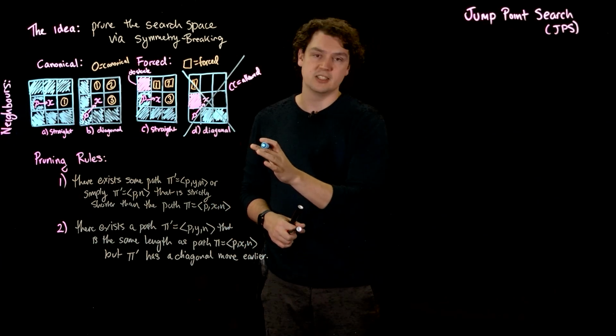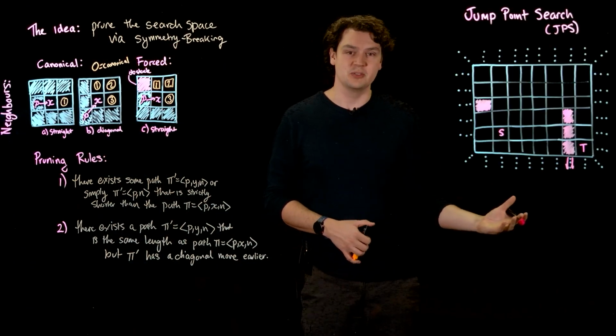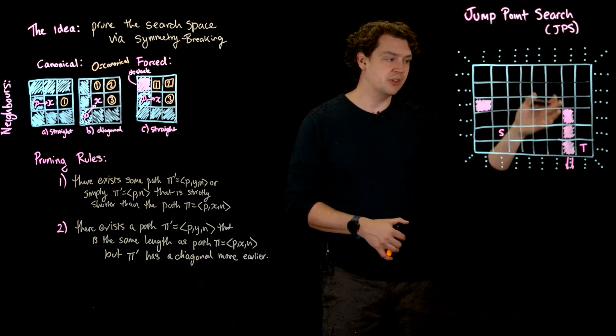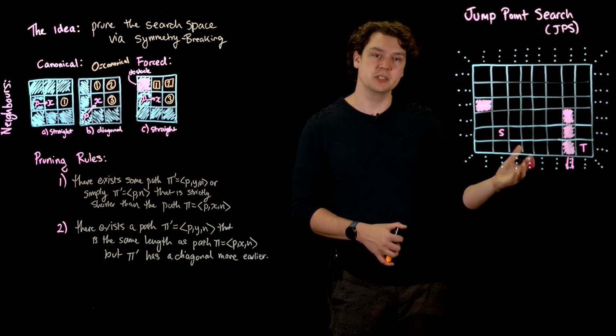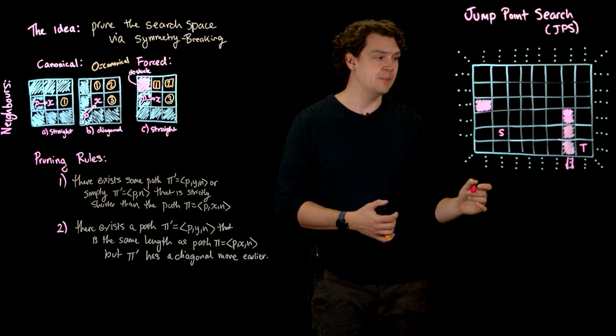Okay, so just to continue the discussion, I'm going to erase this. Okay, so I've drawn up this example over here. We're going to be working with just a standard grid map. I've drawn in a few obstacles, right? There's 4 obstacles here, and we're going to walk through how jump point search actually works, okay?